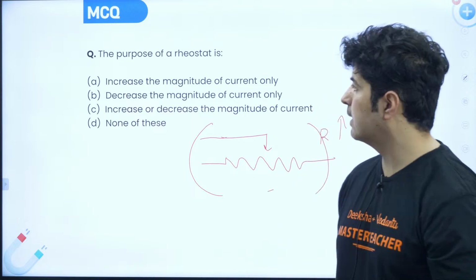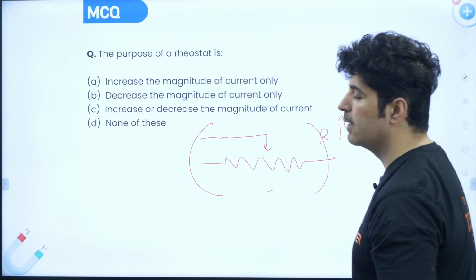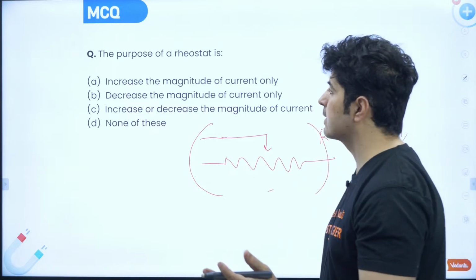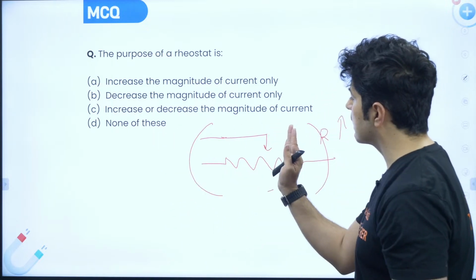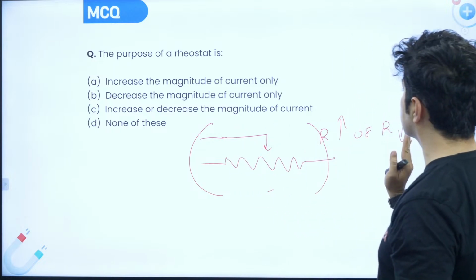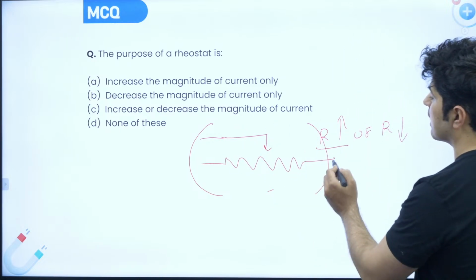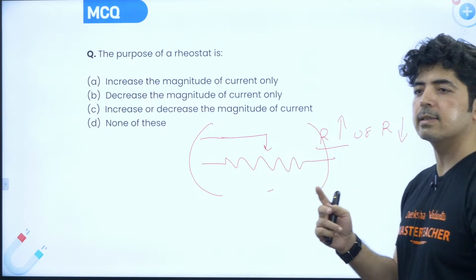Yes, all right. I can see the answer is C. A lot of you are giving us absolutely correct answers. It increases or decreases the magnitude of current. It controls the current. We can increase or decrease the resistance. If we increase the resistance, current will decrease. If we decrease the resistance, current will increase.